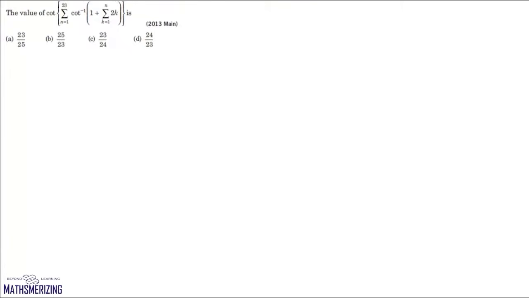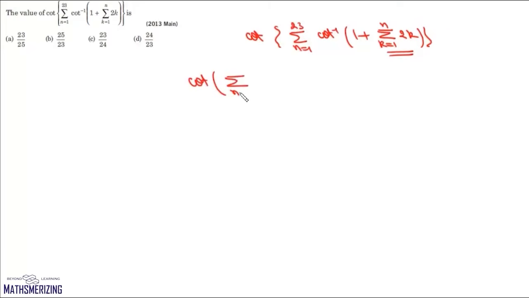Now let us take another question, and it is cot of summation n varies from 1 to 23 cot inverse 1 plus, and then this summation k varies from 1 to n 2k. Now first we'll simplify this summation. Now we can write this as cot of summation n varies from 1 to 23 cot inverse 1 plus, we'll take this 2 common, and then summation k. Now summation k is nothing but n into n plus 1 by 2.